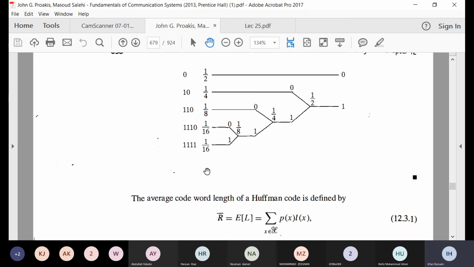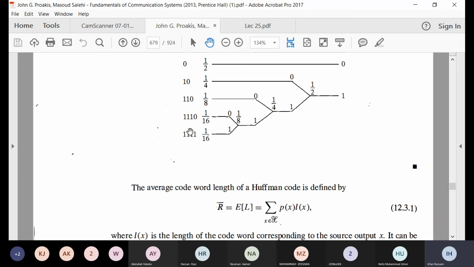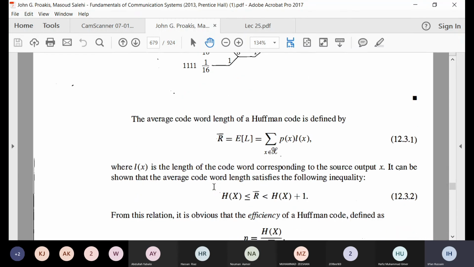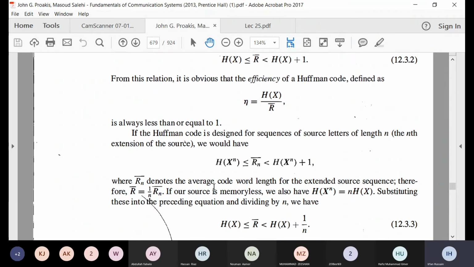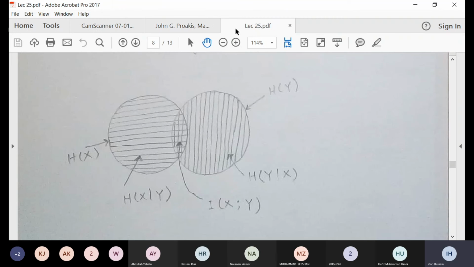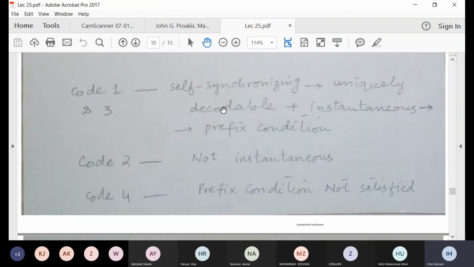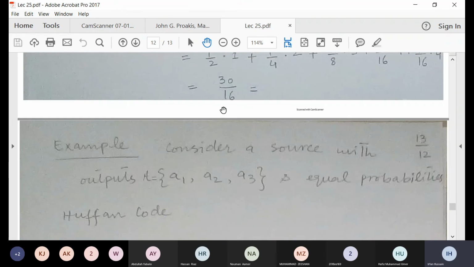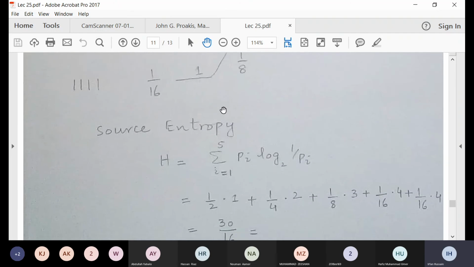Now you can find the average length of the code. The average length of the code will be the lengths 0, 1, 2, 3, 4, 4 times the probabilities, and you sum them up. The instructor has not found that, but we have done that in the notes here. Once you do that, it comes out to be 30 by 16.